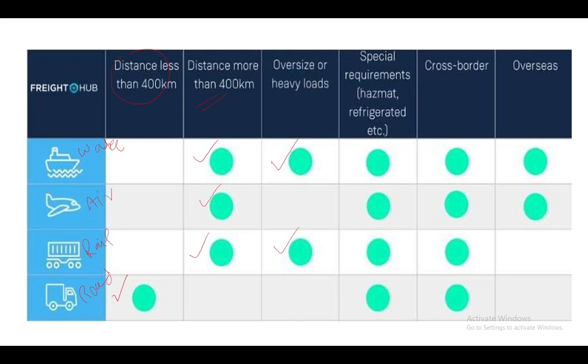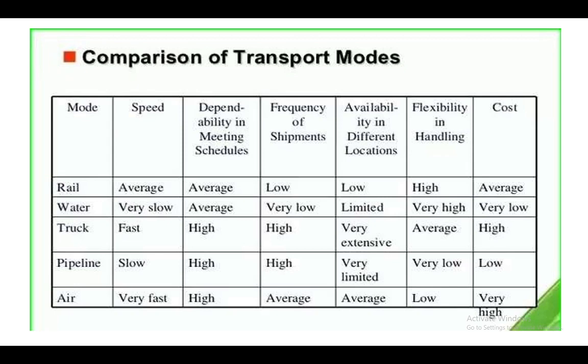If we talk about refrigerated systems, through which we can transport goods which need a specific temperature, then of course we can use all of them. The cross-border facility could also be used through all those modes, okay? And for overseas, water and air can be used, and railway and water transport are also possible. So if we compare all of them together, this is for your understanding purpose.